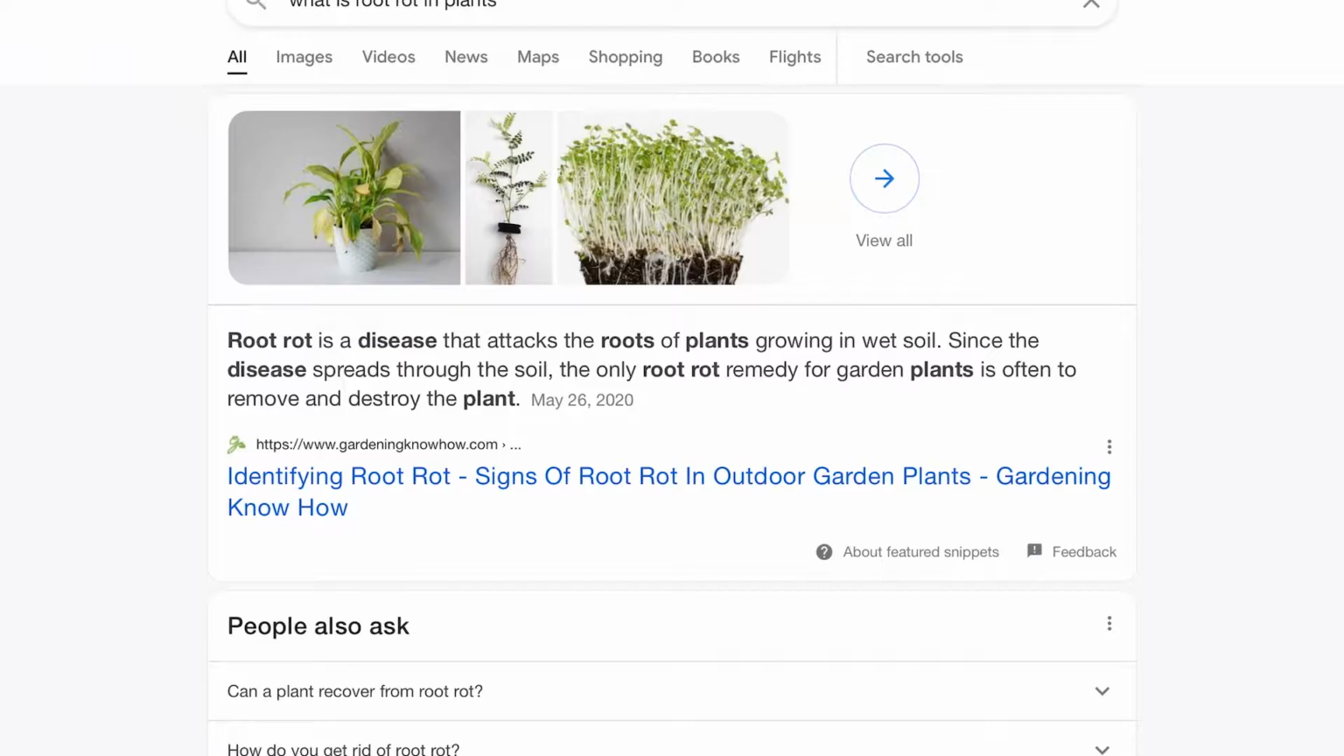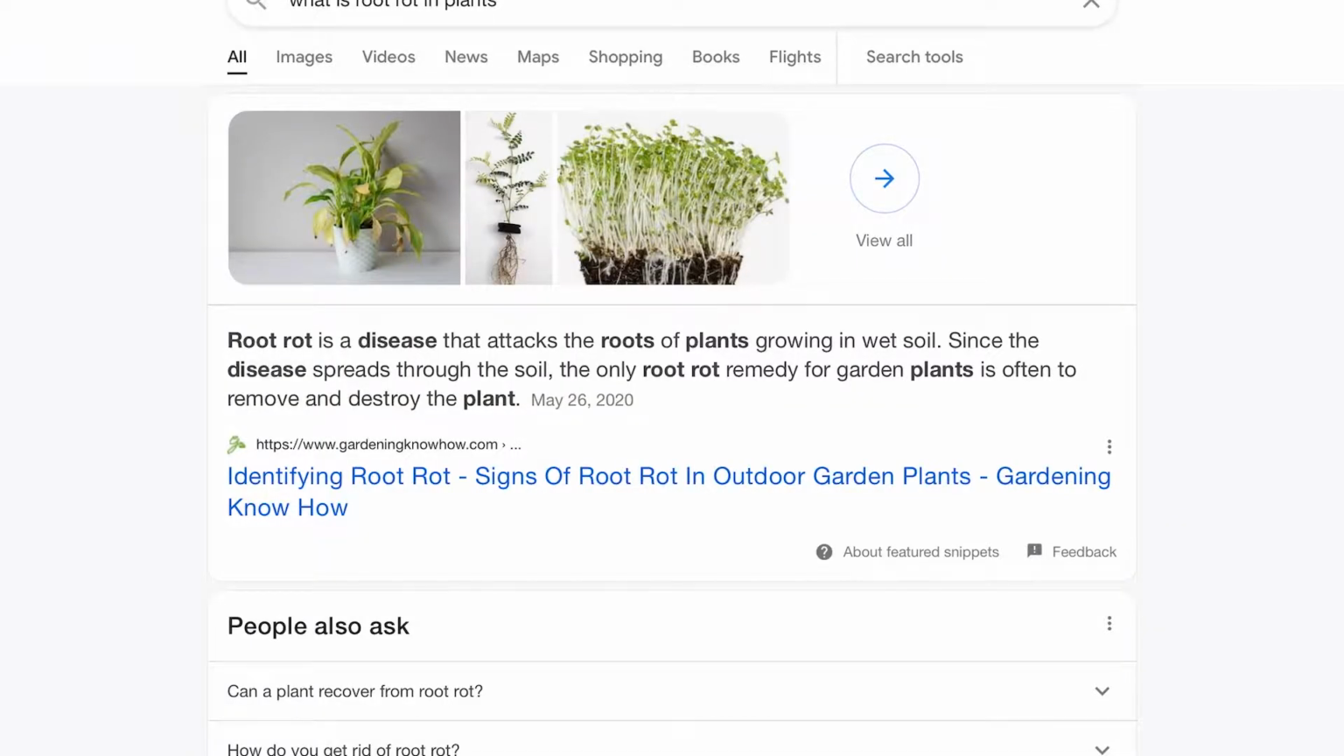What is root rot? Root rot is a disease that attacks the roots of plants growing in wet soil, and the disease spreads throughout the soil. The only root rot remedy for garden plants is often to remove and destroy the plant. I thought you were giving me a solution to save my beautiful, gorgeous plant.